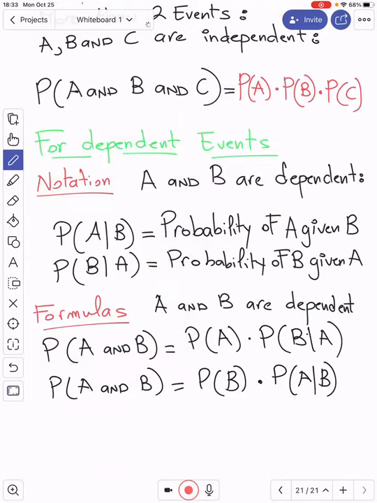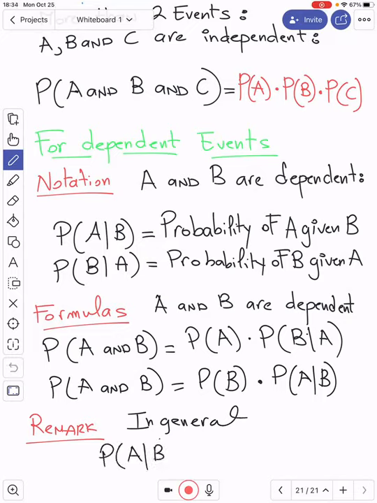Let me just say, guys, before the examples and the exercises, just one remark here: in general, the probability of B given A is different from the probability of A given B. Okay.